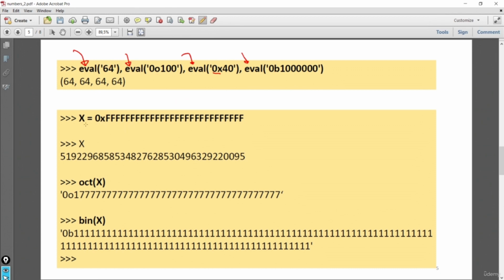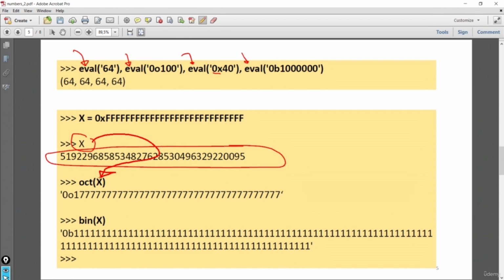Okay, this is another example. We define a hexadecimal number here. This is its decimal equivalent. The same number can be converted to octal using the octal prefix, or it can be converted to binary using the binary prefix.